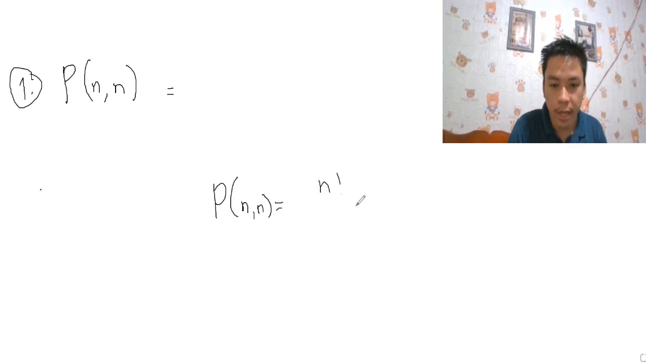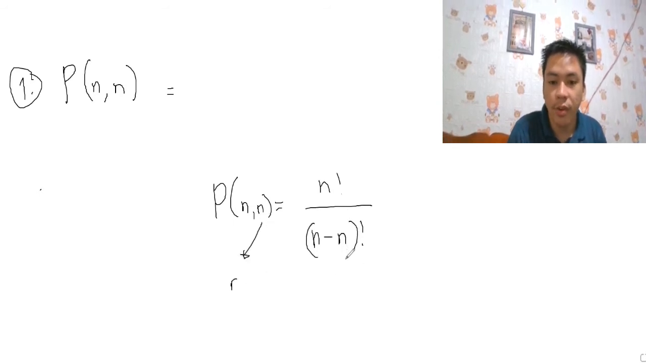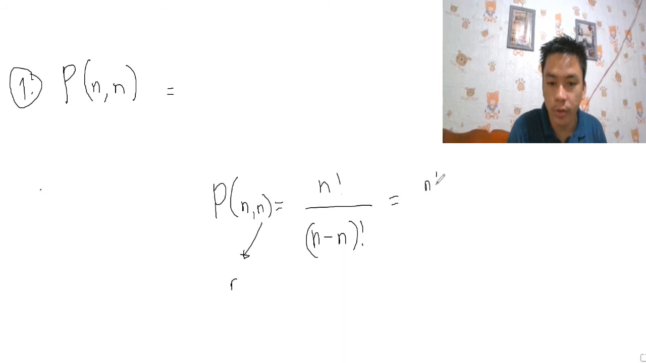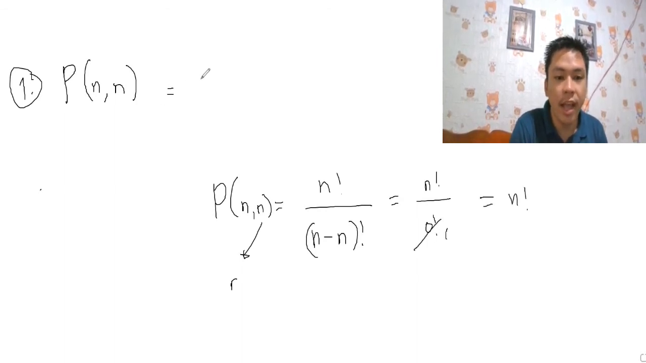Number 1 is P of n, n. If you have to solve that, it's equivalent to n factorial over n minus n factorial, because your r here is n. So you'd have n factorial over 0 factorial. 0 factorial is 1, so you'll get n factorial. Therefore, P of n, n is actually n factorial. So that's the first identity here.